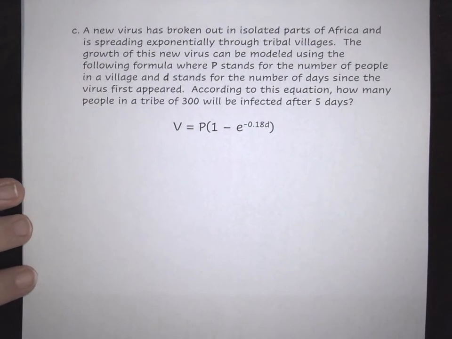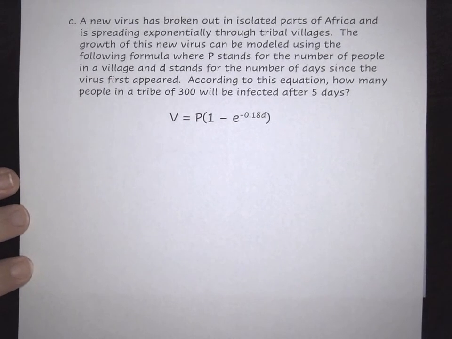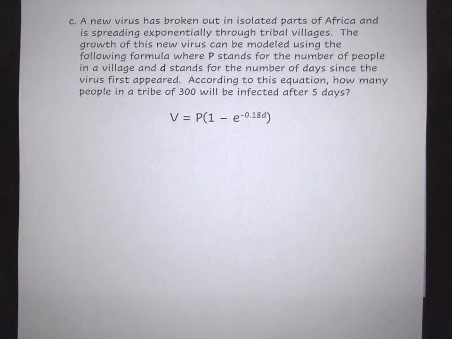Alright, the last one I wanted to give you is this one. It says a new virus has broken out in isolated parts of Africa and is spreading exponentially through tribal villages. The growth of this new virus can be modeled by the following formula, where P stands for the number of people in the village and D stands for the number of days since the virus first appeared. According to the equation, how many people in the tribe of 300 will be affected after 5 days?